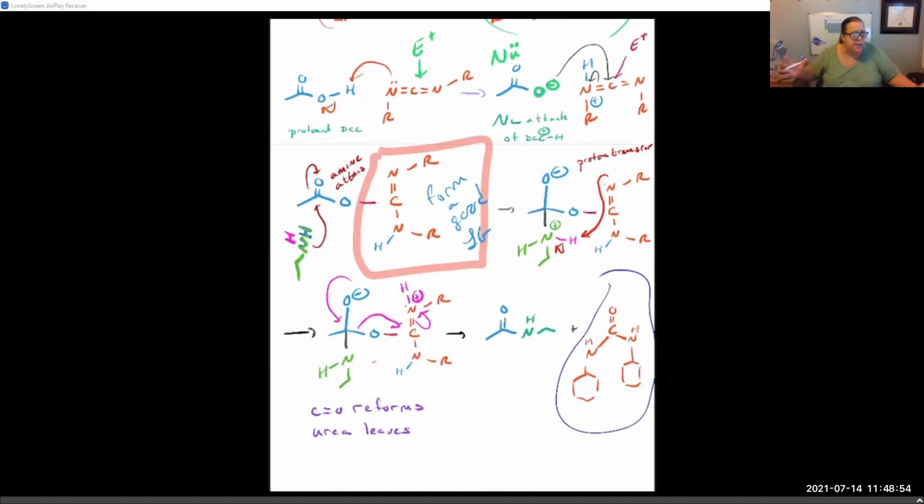Let's look at the energy diagram for this guy. Just kidding. We will not be looking at the energy diagram of this guy. But again, it is important that you understand that the formation of the urea is the driving force of this reaction. Urea drives this reaction towards completion.